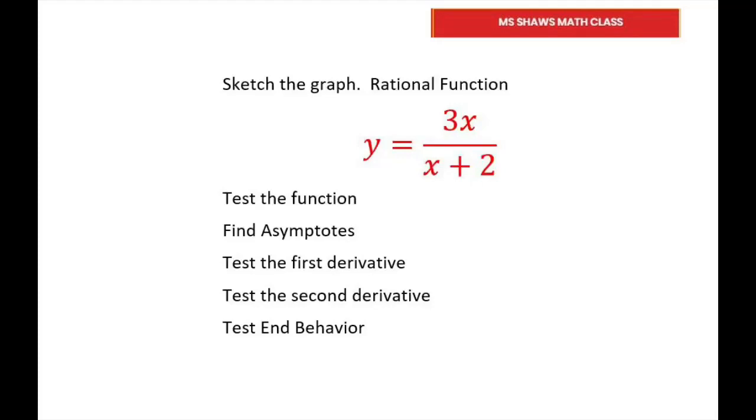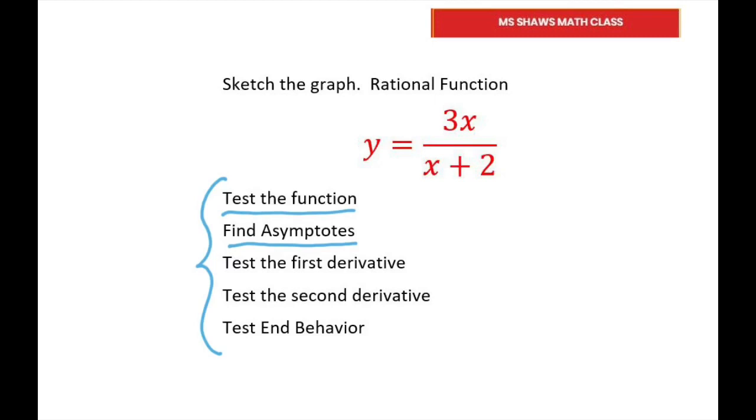Hi everybody, we're going to sketch a graph of the rational function by doing these steps here. Testing the function just means finding your x and y intercepts. This is a rational function, so we have to find the asymptotes. I'm going to do one right now.